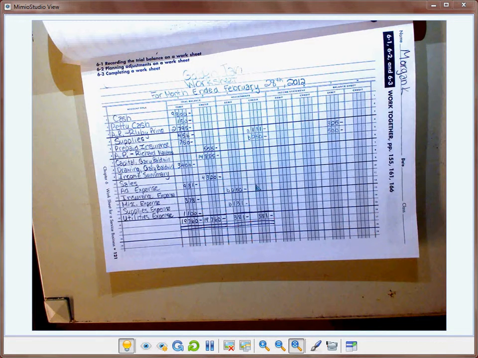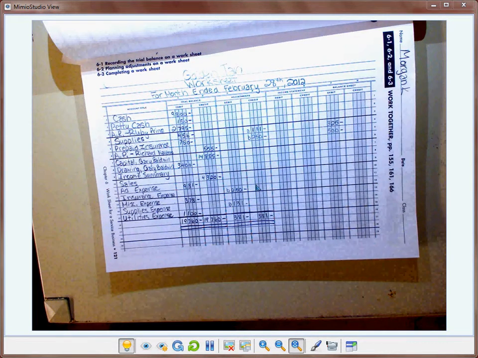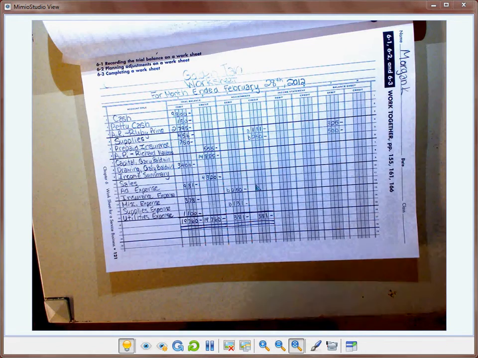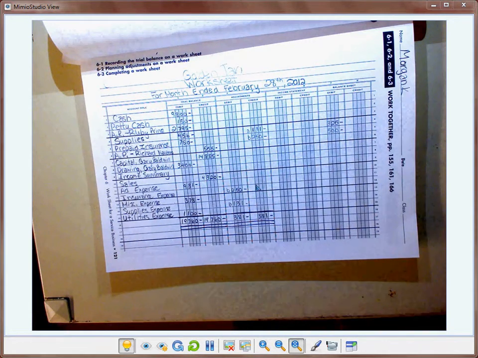Okay, so the first thing we have to do is get our up-to-date balances on the balance sheet and income statement columns. Like I said, we're just pretty much bringing over the same numbers from our trial balance to the balance sheet. We've already put the ones over there that would be different. So cash would be a balance sheet debit of $9,800.